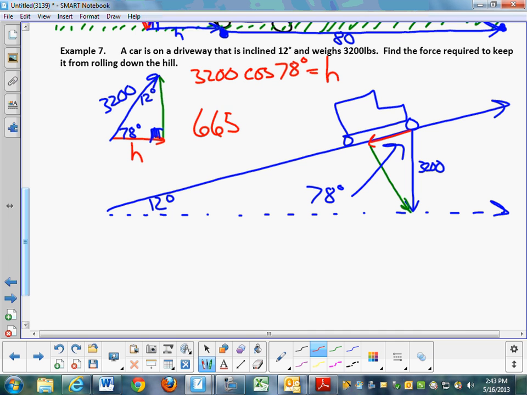665.32 pounds of force. Now, could you exert 665 pounds? No, but you definitely could with a block and tackle or something. That would definitely be attainable. Not that big of a deal. Okay. So, that's it. That covers all the content that you're going to have in this test.